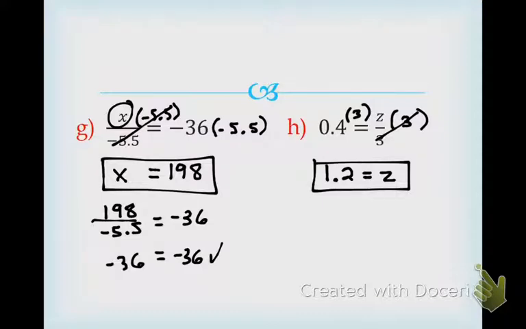Okay, go ahead and check it on your own for me. 0.4 equals 1.2 over 3, and 0.4 equals 0.4. Good job.